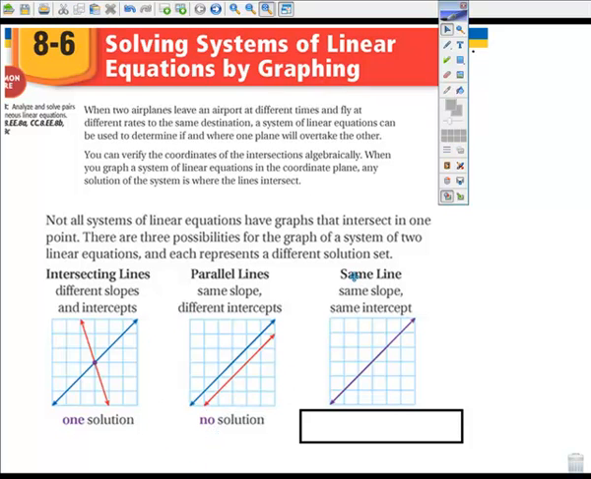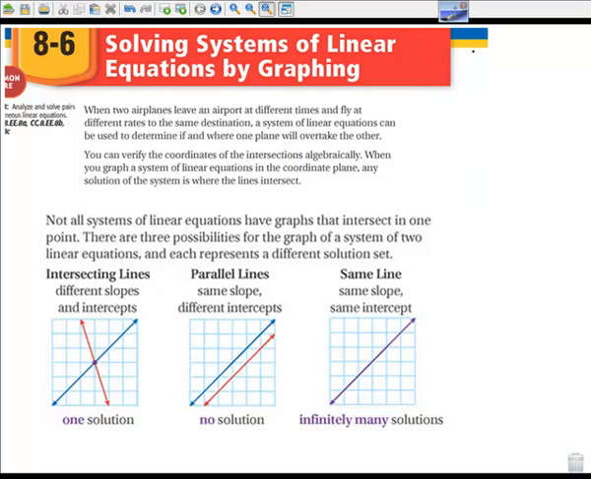And here, this is the same line. I guess it's kind of cool that they showed it as purple, because red and blue, when you combine them, make the color purple. So this is the same line. It means that it has the same slope and the same y-intercept. And if that happens, there are infinitely many solutions, because every point on the line is a solution to both equations. So we're going to go ahead and graph this, and we're going to graph it using slope-intercept form.